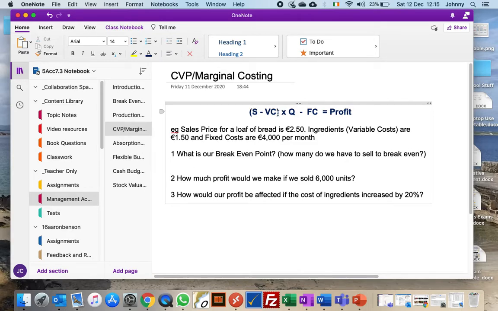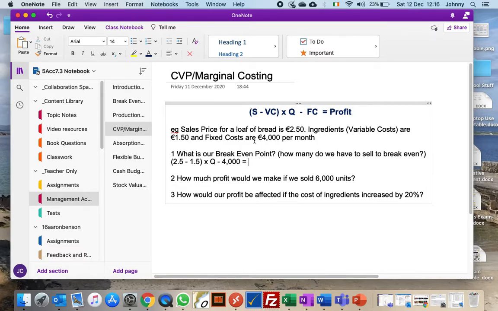So I'm going to use the formula we have up here. Sales price is 250, so 2.5, minus variable costs. Those are the ingredients there, 1.5. I'm going to multiply that by Q. Now we don't know. So break-even point is what quantity do we need to sell? So Q is the unknown here. Minus fixed cost. So fixed cost is 4,000, and that equals profit.